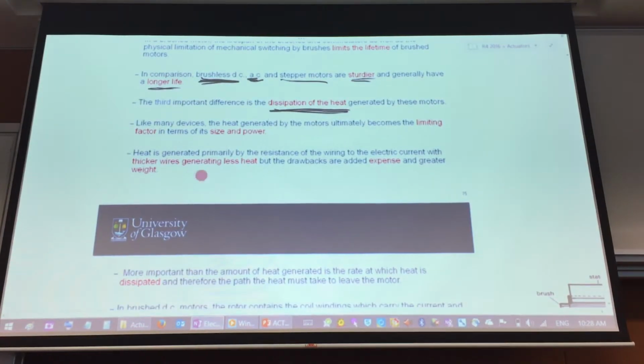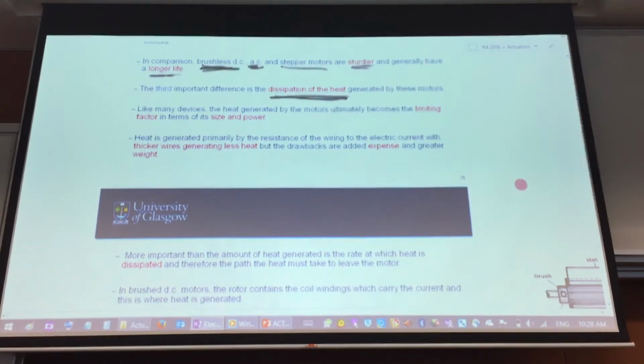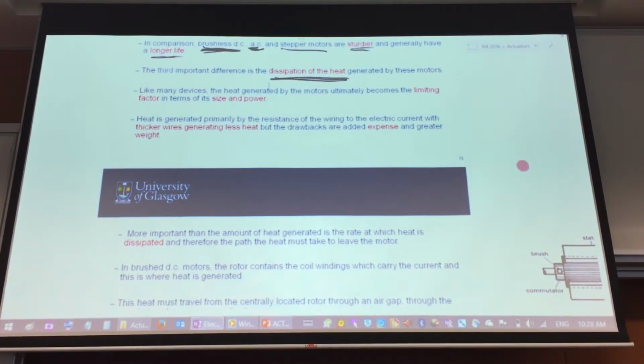But what it's trying to say is that it talks about the dissipation of the heat. The difference between your brushed and your brushless DC motor is that for your brushed motor, the heat is trapped inside, whereas for your brushless motor, because the coil is on the outside, heat is able to dissipate out. So that's the other major difference.